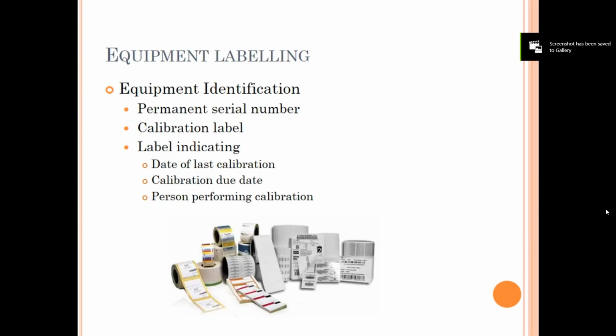So all equipment, whether they're Group A, B, or C, must contain an equipment label. And the equipment label is really the identification of that piece of kit. At a minimum, it needs to contain the permanent serial number of the equipment, as well as the calibration label. And that label needs to indicate the date that it was last calibrated and its next calibration due date, and the person who performed the calibration needs to sign and date that label.